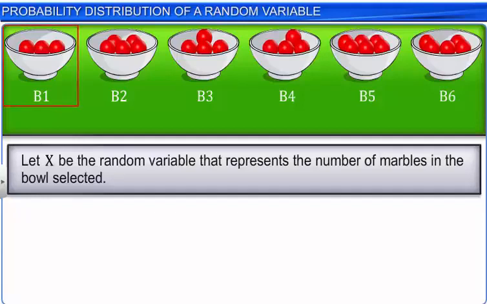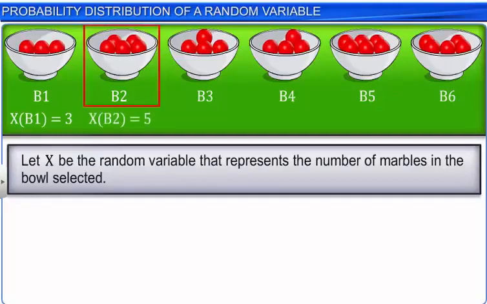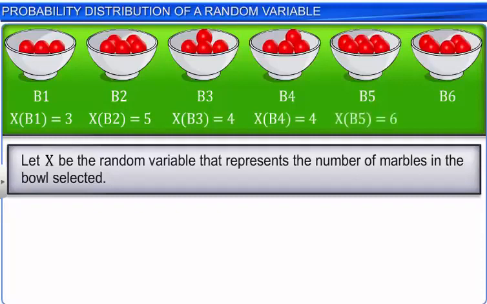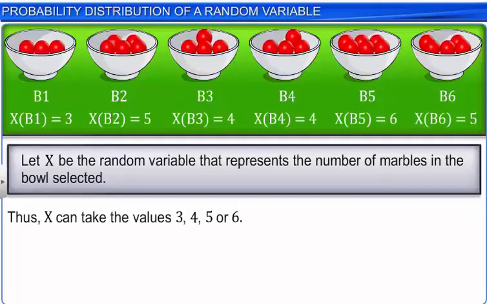If bowl B1 is selected at random, then X of B1 is equal to 3. If bowl B2 is selected at random, then X of B2 is equal to 5. Similarly, X of B3 is equal to 4. X of B4 is equal to 4. X of B5 is equal to 6 and X of B6 is equal to 5. Thus, X can take any value from 3 to 6 depending upon the bowl selected.